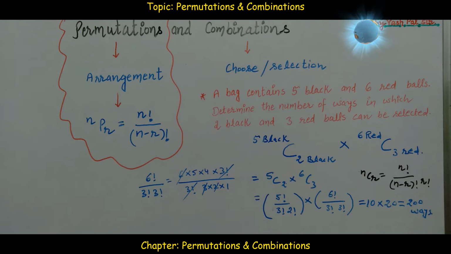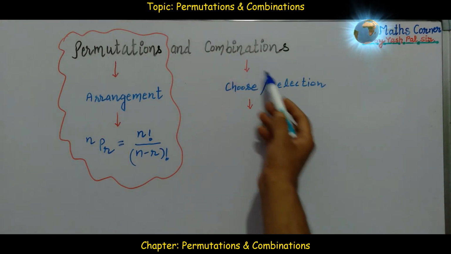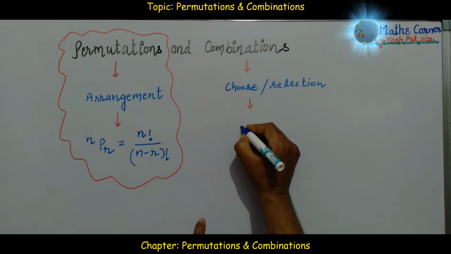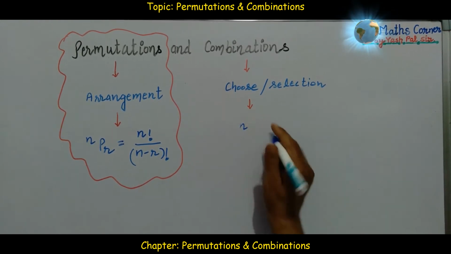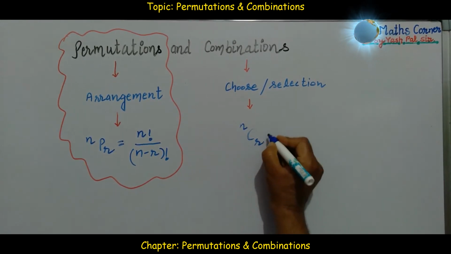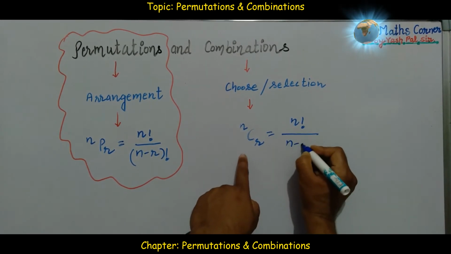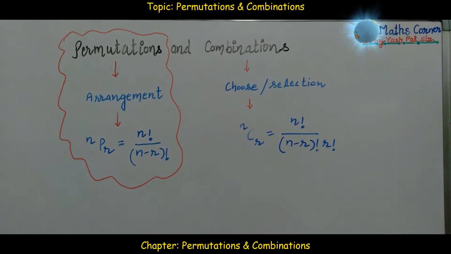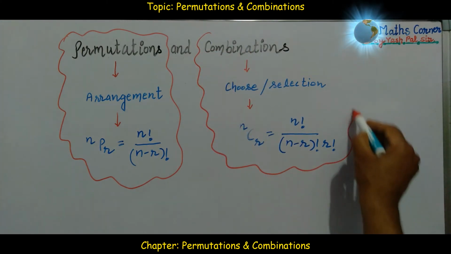Okay. Now this way we know what is the meaning of combination. Combination means selection, and the formula for this is nCr. Like this we write n factorial divided by n minus r factorial into r factorial. Okay, so this is the formula for combination.